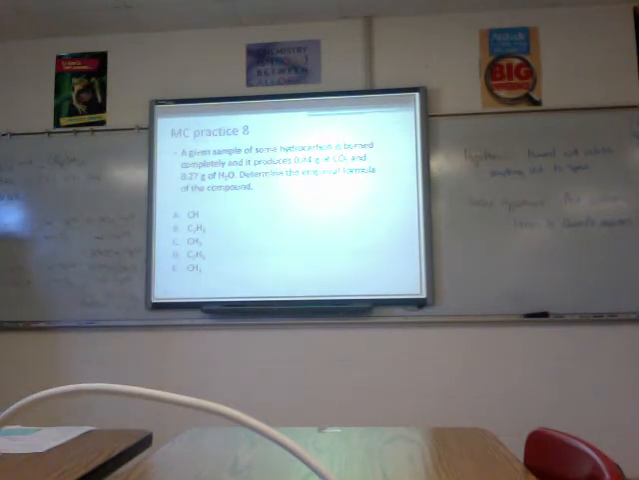So, practice 8. A given sample of a hydrocarbon is burned completely, and it produces 0.44 grams of CO2 and 0.27 grams of H2O. I don't know that this would be the one I would recommend to do on your own. Let's try it. We're never going to learn if we don't do it on our own.